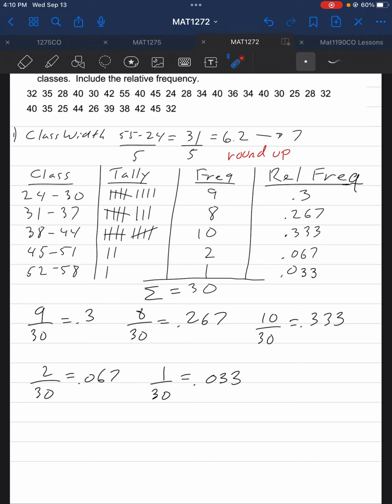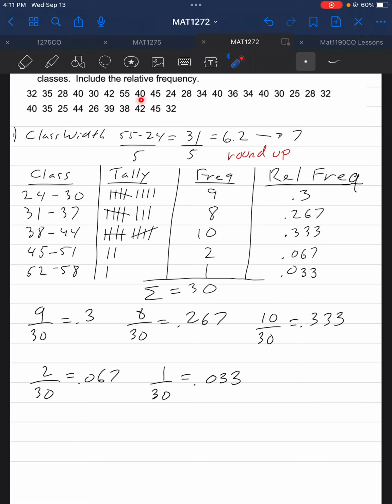Now, going through the data one by one, 32 falls into the 31 to 37 category, so we'll put a tally mark in there. 35 falls in the same category, put a second tally mark. 28 is going to go into the first row over there. And then 40, maybe the third row over here, and so on and so forth.